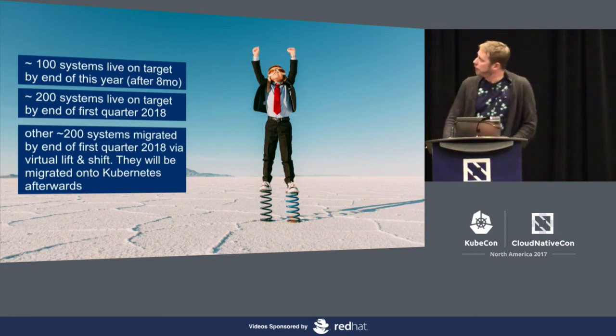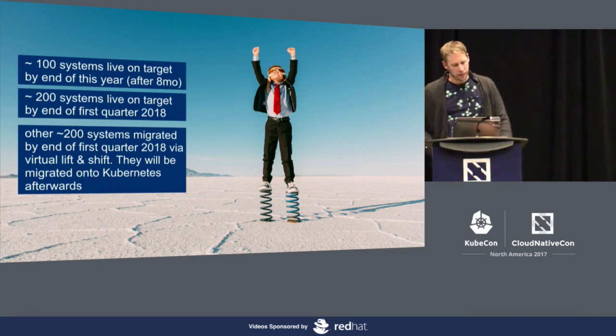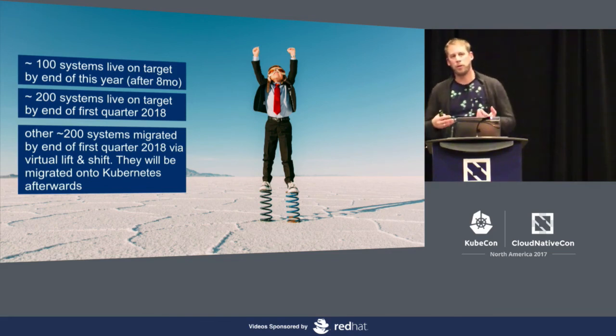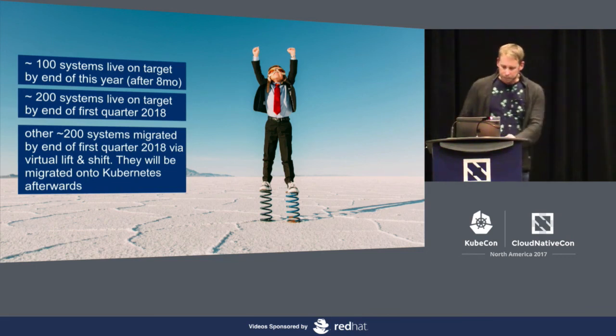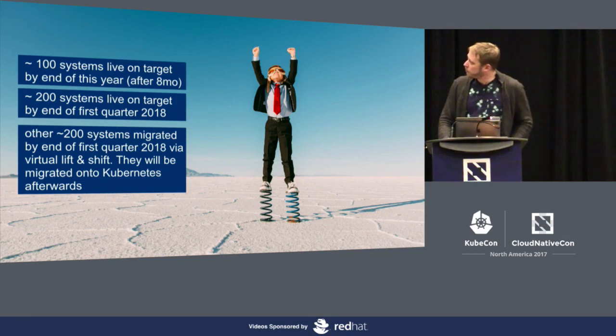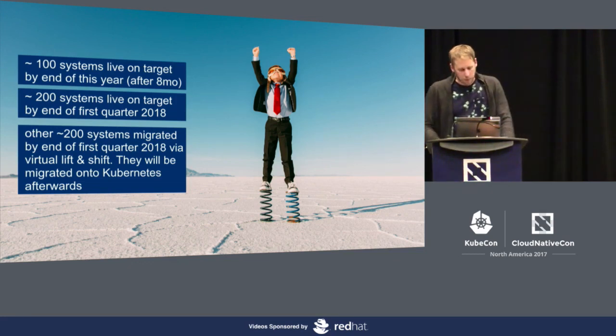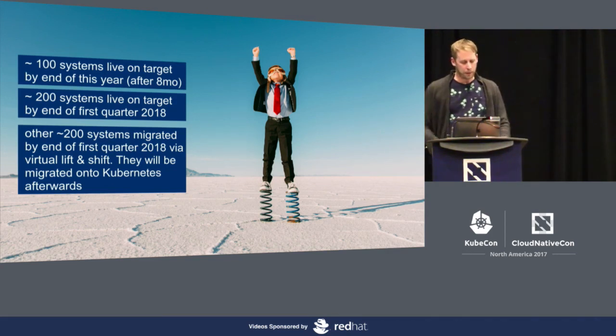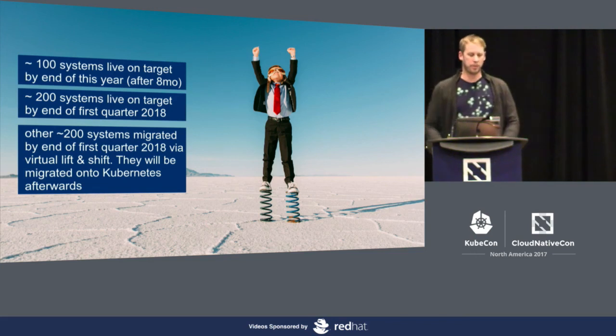200 systems will be live on target by end of first quarter 2018, and we think this is possible because after doing some upfront work, we're now launching tens of applications each week. And the other 200 systems will be migrated also by end of first quarter 2018 with this virtual lift and shift approach. And we'll migrate them to Kubernetes by mid of 2019 or so. But we'll meet the requirement of our CIO that it's done within a year.